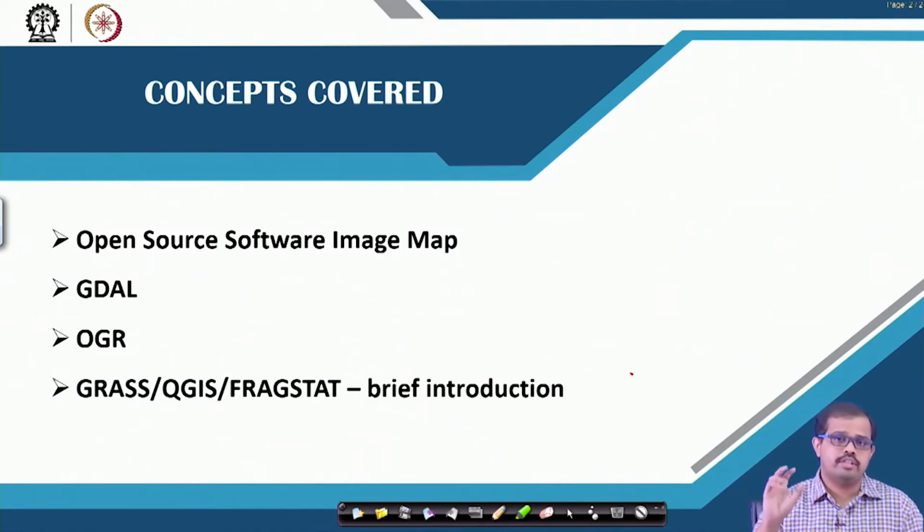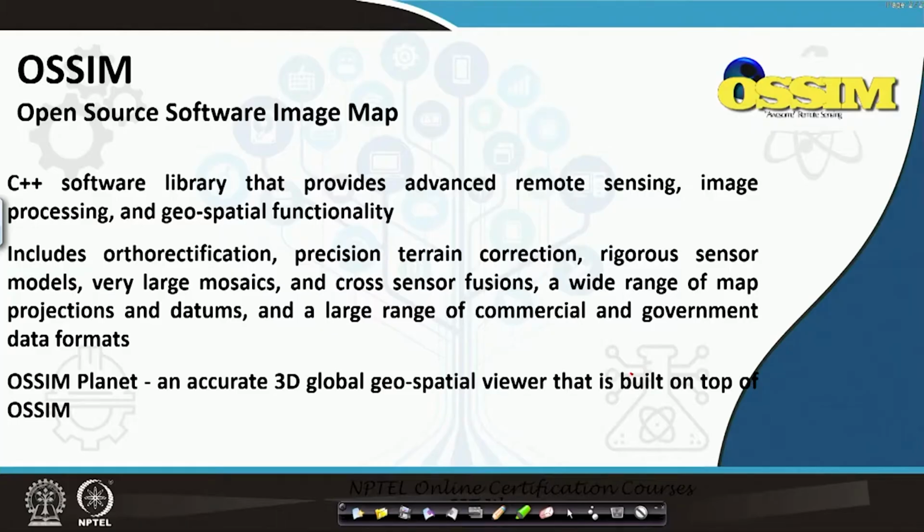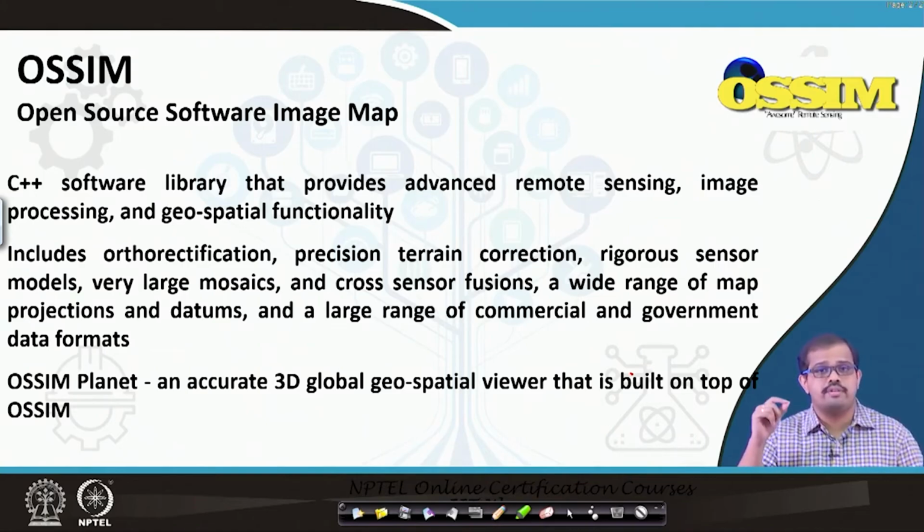I will give you a brief introduction and a small example of how we look at the software as it is. The first software, as I said, is the open source software OSSIM. You may not have heard about this, but it is an extremely good software library. It is written in C++, and provides advanced remote sensing, image processing and geospatial functionalities.